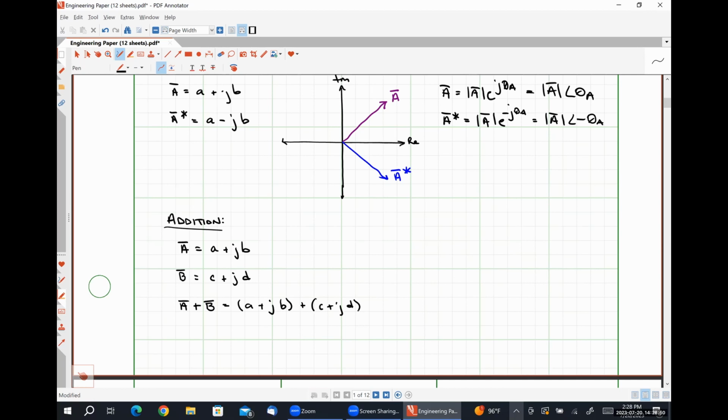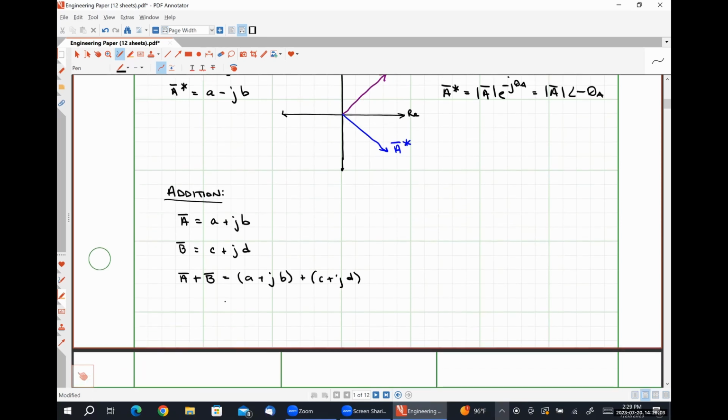And this is just like adding vectors together in your physics classes, okay? So the real parts are going to add together. So we're going to have a real part of a plus c, plus j, and then an imaginary part of b plus d. So addition, fairly simple and straightforward.